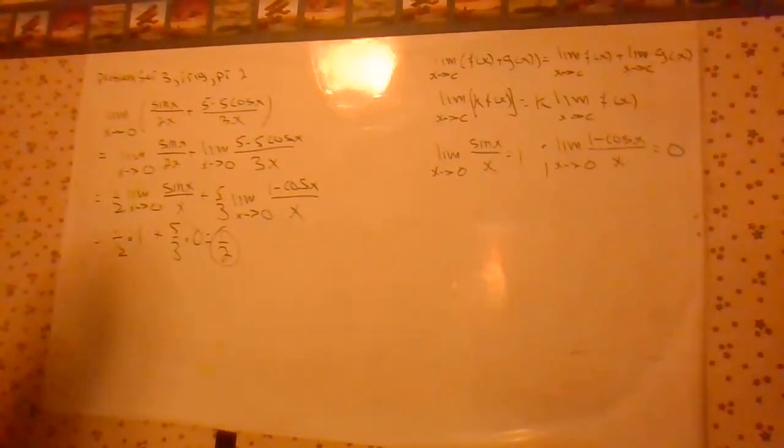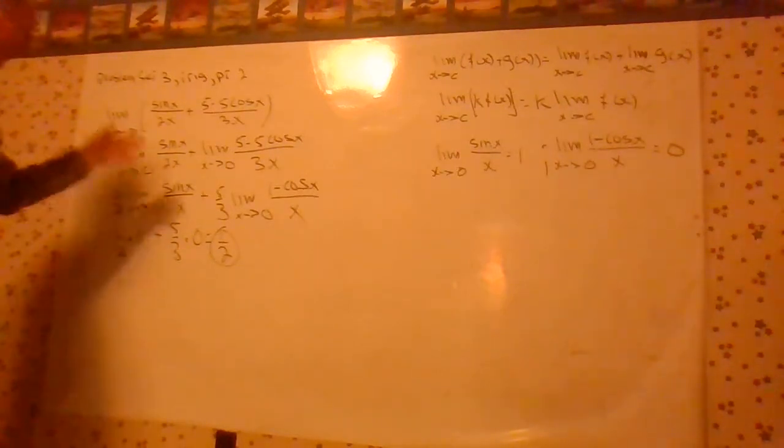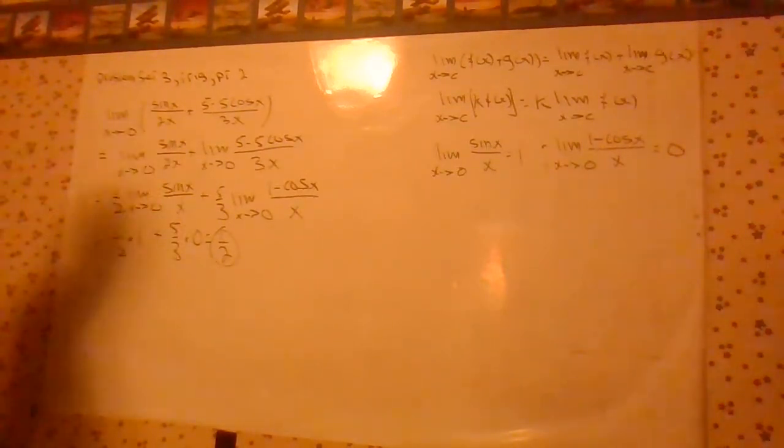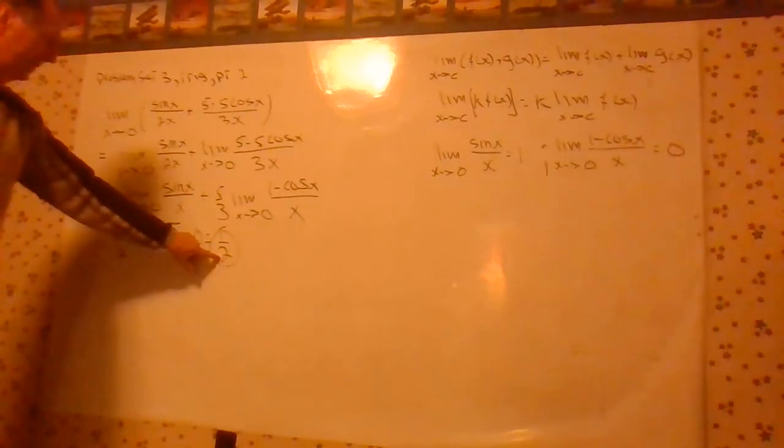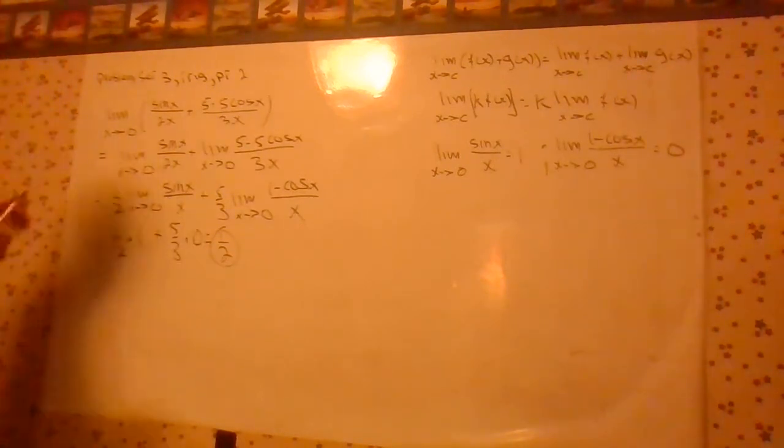So there are several problems like this on your homework. You have to show all these steps. If you see that and just write a half, that's worth 0 points.